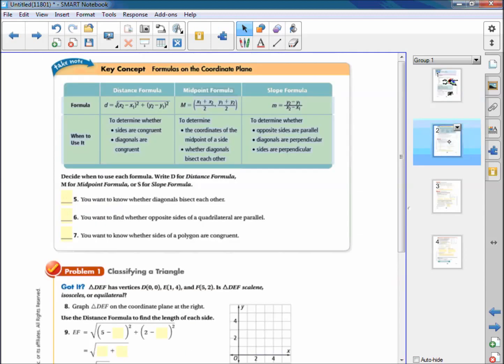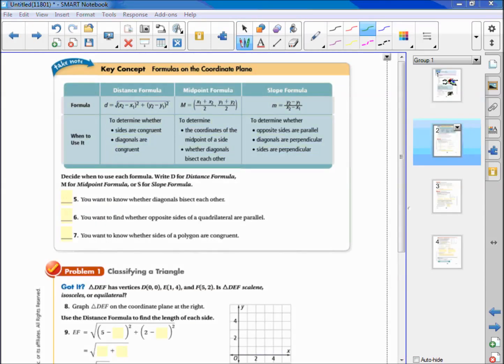All right. Let's flip it over. Okay, on page 2, we have a key concept here, some review of some formulas on the coordinate plane that we learned. So we have the distance formula. This tells how far it is between 2 points. Okay. We have the midpoint formula. This tells us the halfway place between 2 points. And we have the slope formula. This tells us the steepness of the line that goes between those 2 points.